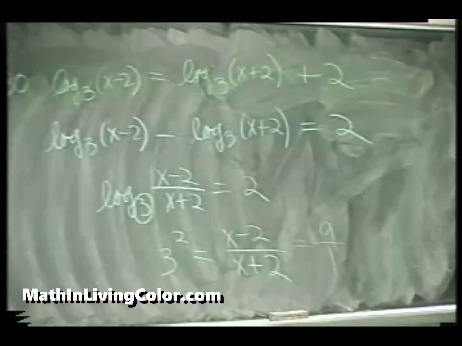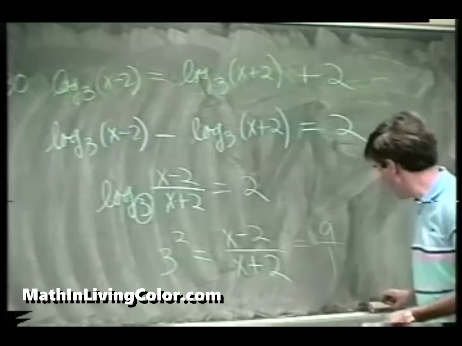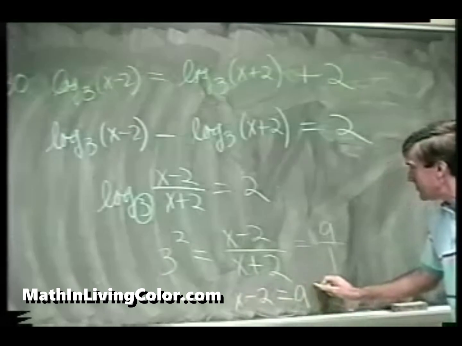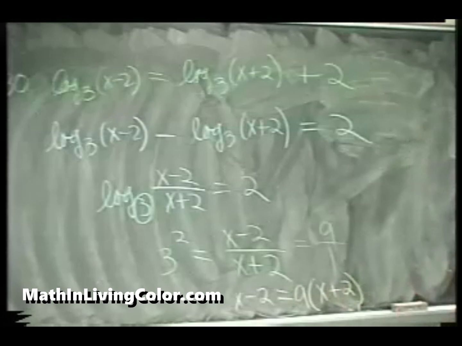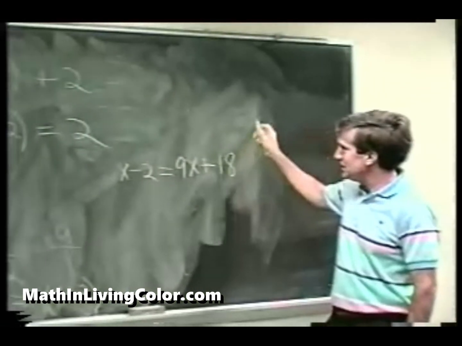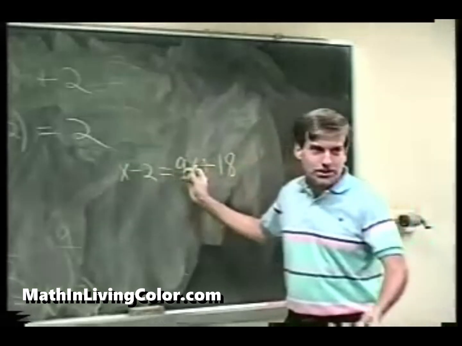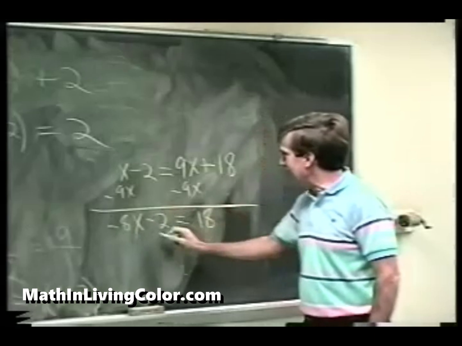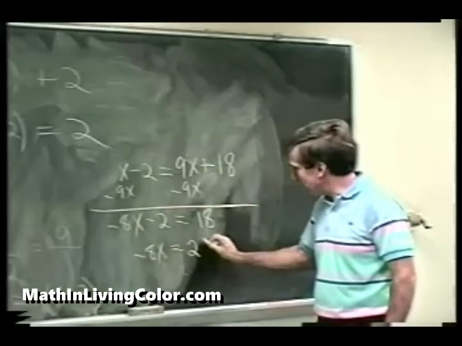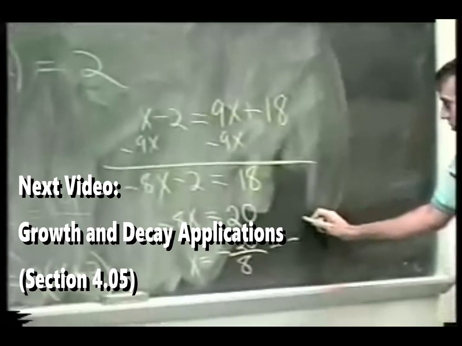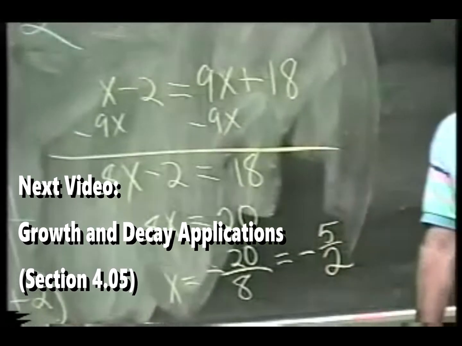Multiply both sides by the common denominator, or cross multiply. X minus 2 equals 9 times the quantity x plus 2, which gives the equation x minus 2 equals 9x plus 18. Now it's just a plain linear equation. Subtract 9x from both sides: negative 8x minus 2 equals 18. Add 2 to both sides: negative 8x equals 20. So x equals negative 20 divided by 8. Reduce it by dividing out 4: negative 5 halves. Any questions on that?